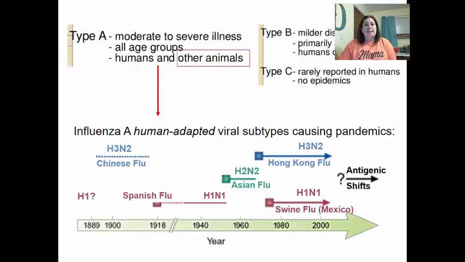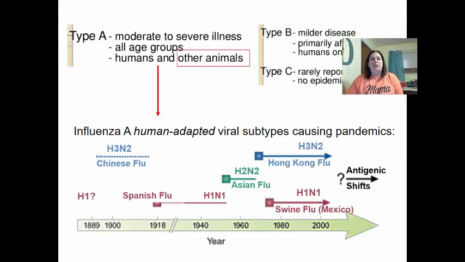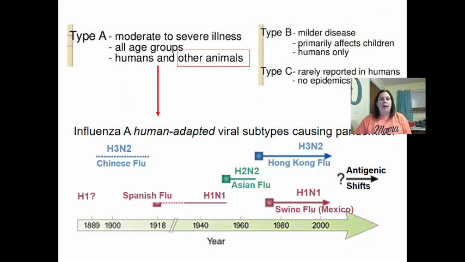So when we're looking at type A flu, if you go to the doctor and you get diagnosed, they say, oh, you have type A influenza or type A flu. It's normally moderate to severe illness. All age groups get this, and humans and other animals can also carry this. Influenza A is a human-adapted viral subtype causing pandemics, and this is the group that has more of these, like the H3N2, also known as the Chinese flu.